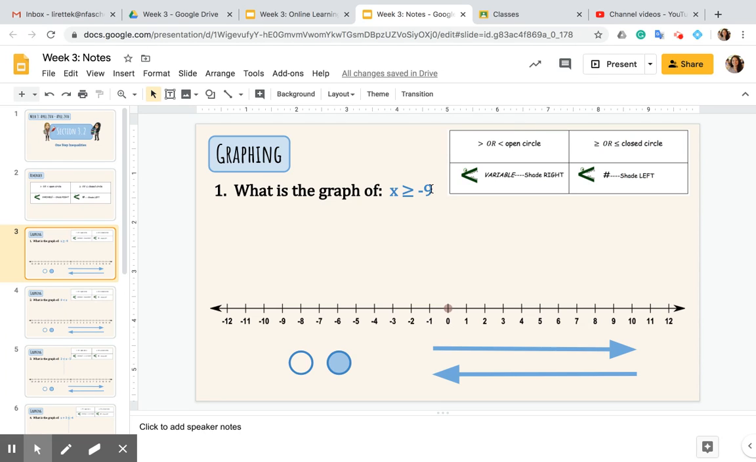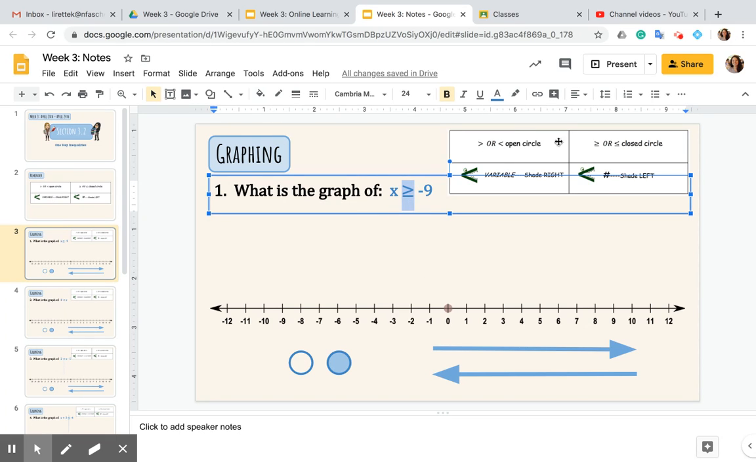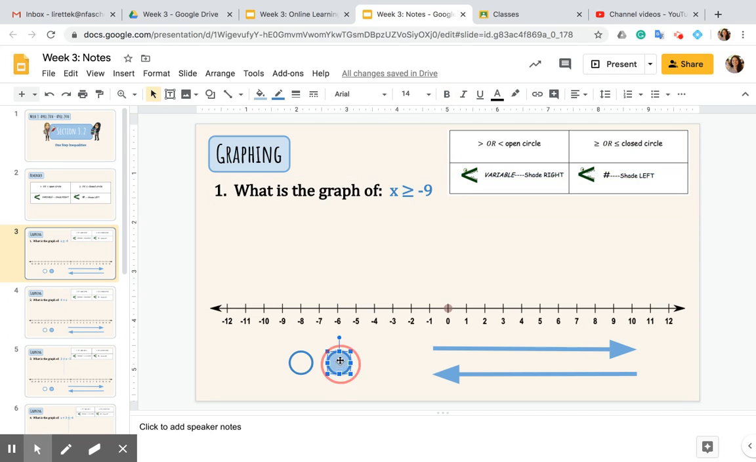So the first thing I want to do is find -9 on my number line. Here it is. And I want to put a particular circle either on or above it. I like to do mine above because it's just easier to see. So I either use an open circle or a closed circle. If you forgot which type to use, look at the symbol and then look at this table up here. My symbol has a bar. That tells me that I need to use this closed circle. So I'm going to drag and drop above the -9.